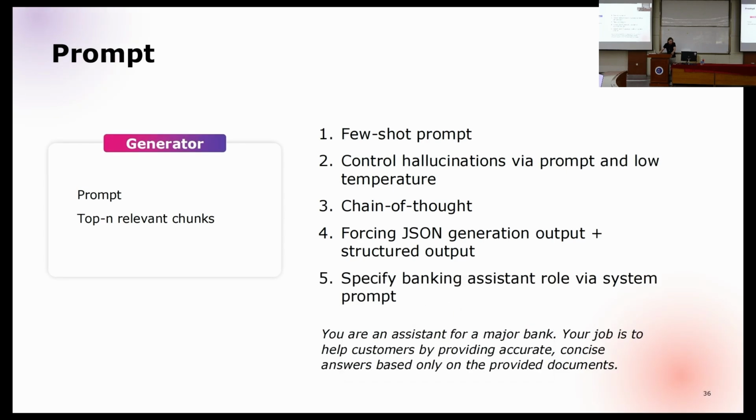Next is to use system prompt. System prompt is a special prompt that sets the tone and behavior through the whole session. You just ask the model to be an assistant in one prompt, and for the whole next dialogue, the model will listen to this instruction. So we can just directly say, you're an assistant for a major bank, you need to help customers, you need to provide accurate, concise answers, etc., etc.